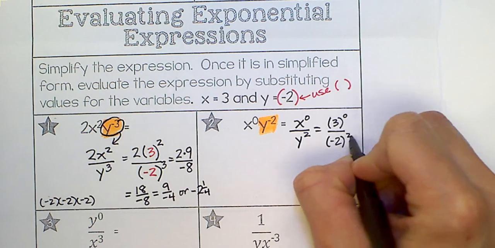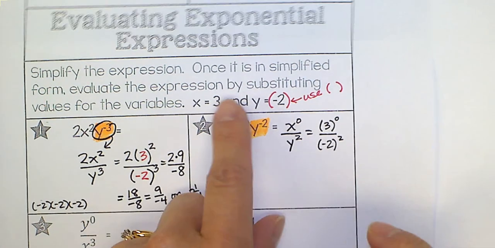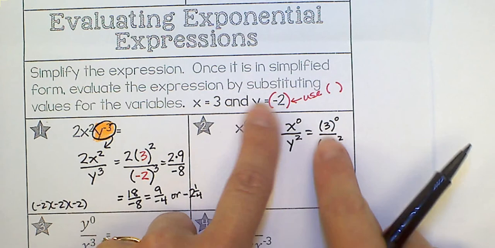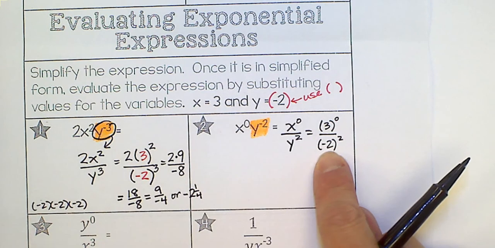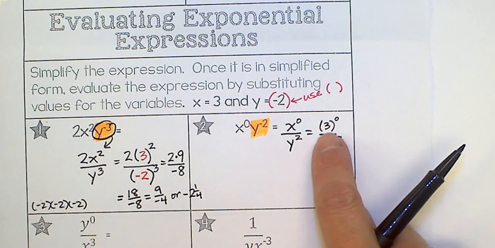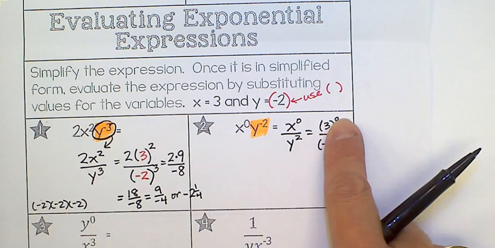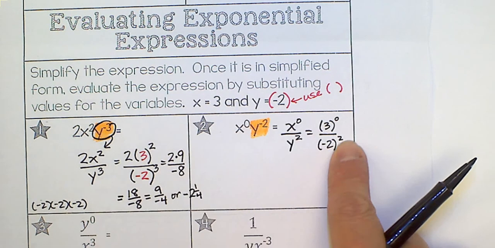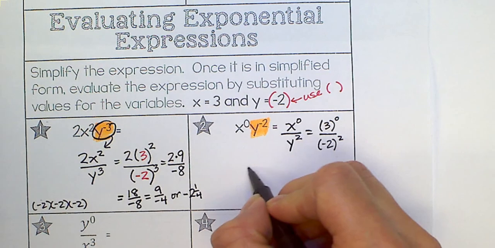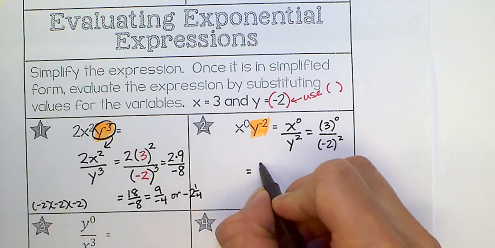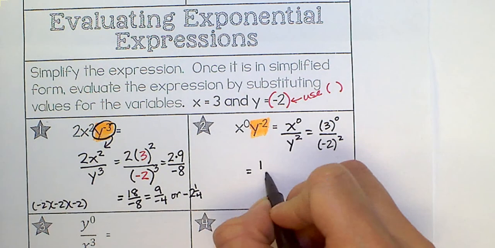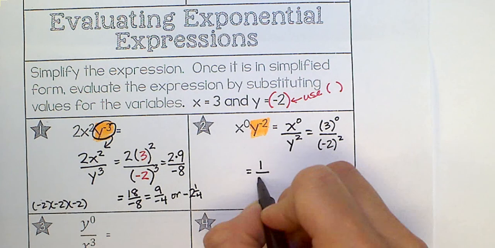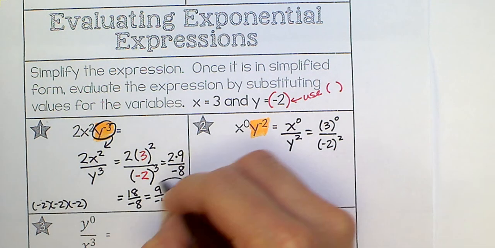Now, my big recommendation is anytime you plug any number in, whether it's positive or negative, just put it in parentheses. That way you know you're doing this number to the 0 power and you're doing this number to the second power and so on. Okay, 3 to the 0 power is 1. Any number to the 0 is 1. And negative 2 to the second power is positive 4. So that is our final answer for number 2.